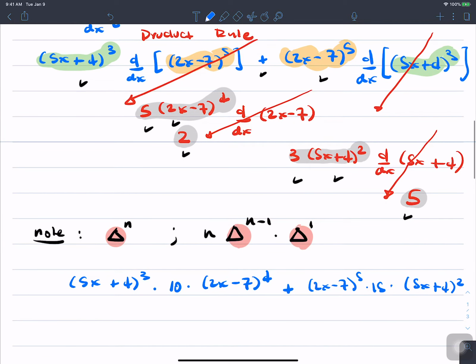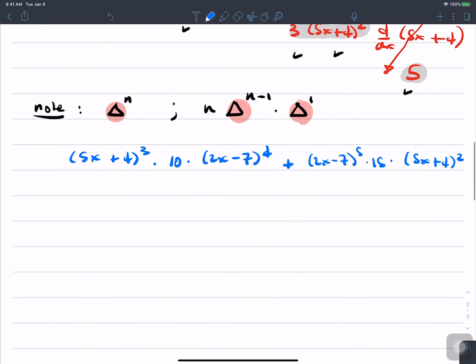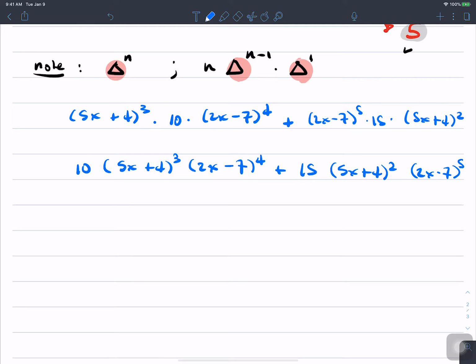So double check that we're multiplying the right constants together. You've got to really keep track of everything. And now I'm just going to switch the order. I'm going to put my constants out first. You have (5x plus 4) to the 3rd power and you get (2x minus 7) to the 4th power plus 15. And I'm going to do something here. I'm going to be consistent. (5x plus 4) squared, (2x minus 7) to the 5th power here.